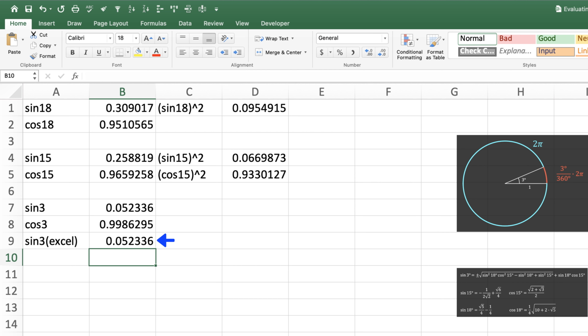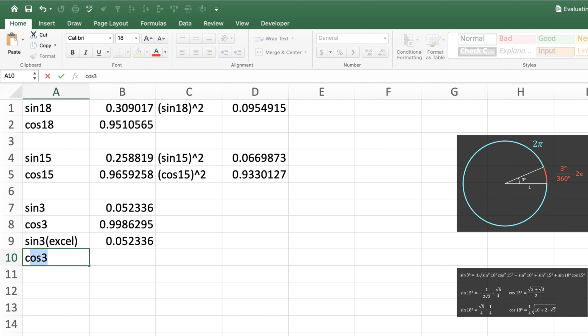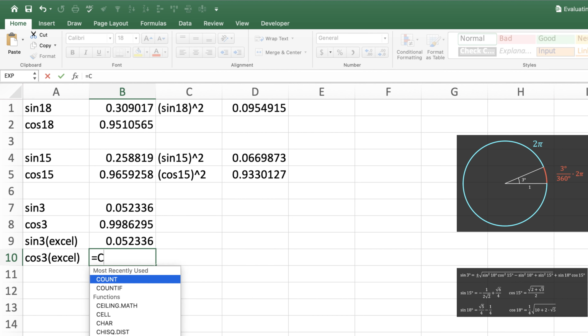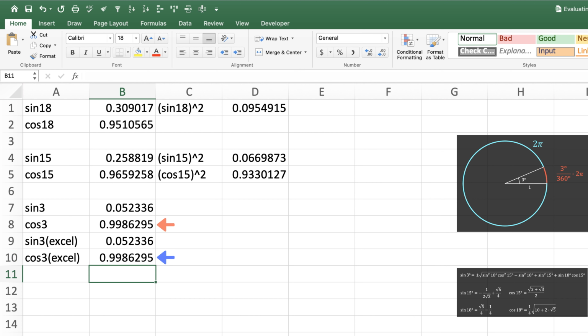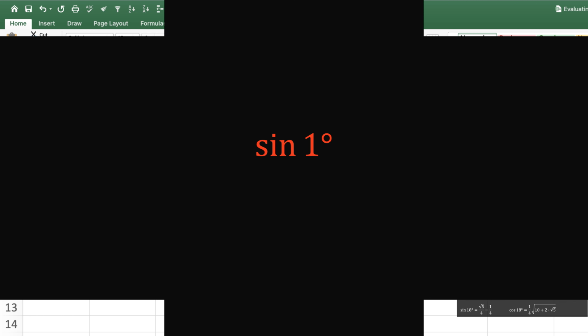So this is the Excel result for sin3. Notice that it's the same as what we got here. Excel formula for cosine is cosine the radians. Again, they are almost the same. Now sines of 3 degrees are known. Next, we will see how to calculate sines for 1 degree.